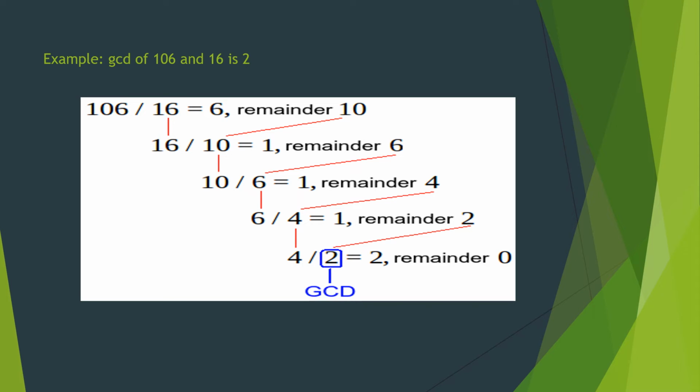So here is one example. The GCD of 106 and 16 is 2. So ಹೆಂಗ್ find out ಮಾಡಿದೀವಿ? ಇಲ್ಲಿ ನೋಡಿ, first ಇದನ್ನ divide ಮಾಡಬೇಕು. 106 divided by 16. So ಎಷ್ಟರಿಂದ divide ಆಗುತ್ತೆ? So 6 ಇಂದ divide ಆಗುತ್ತೆ. 16 times 6 is 96. ರಿಮೈಂಡರ್ ಎಷ್ಟು ಉಳಿಯುತ್ತೆ? 10 ಉಳಿಯುತ್ತೆ.